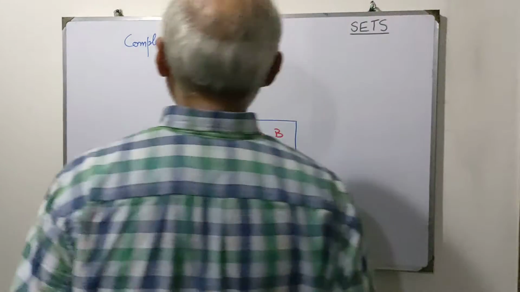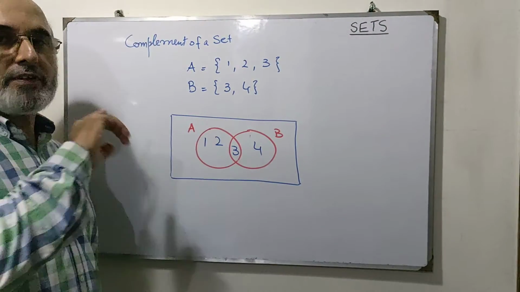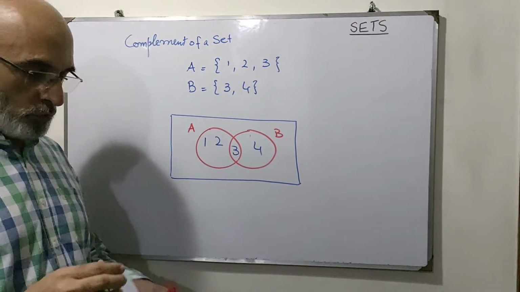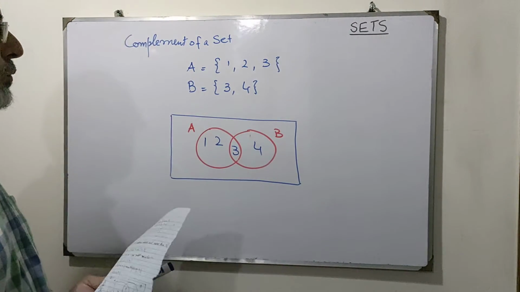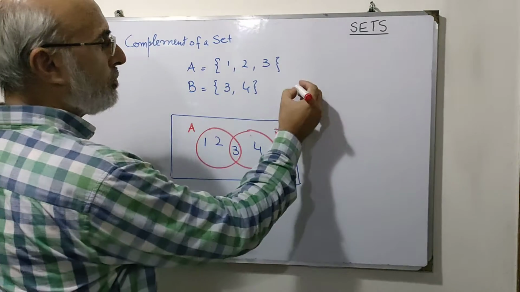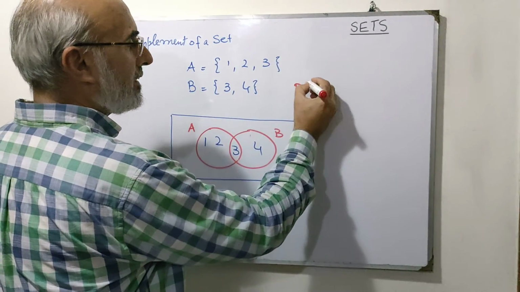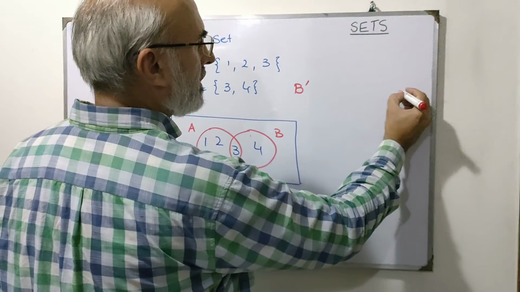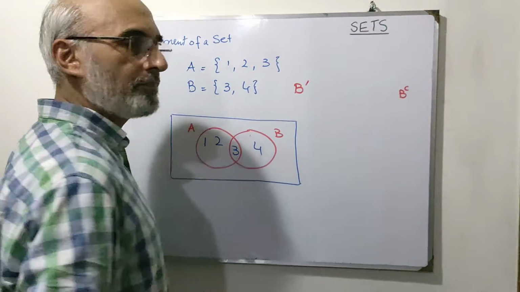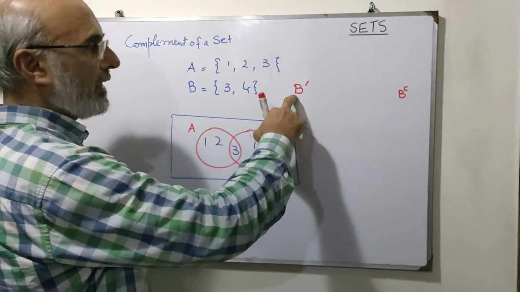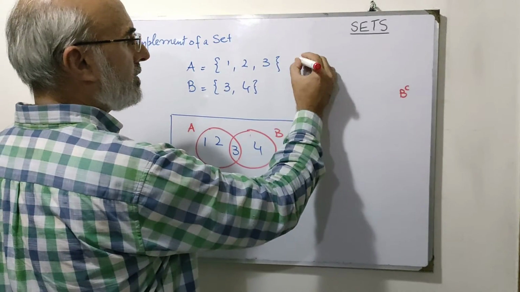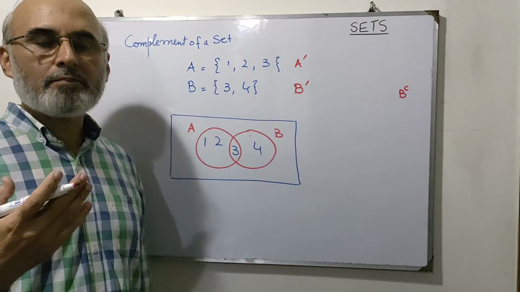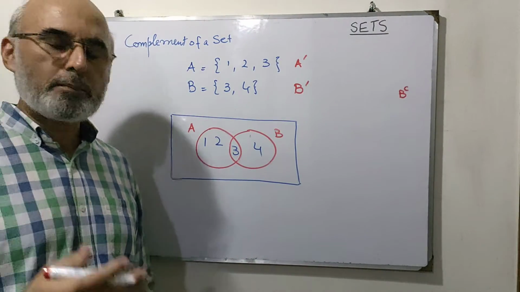Okay, now we are going to talk about the complement of a set. We have two sets, A and B. So what will be the complement? The complement of B is represented as B complement, or sometimes in some books you can see it written differently, but usually it is written like this. And the complement of A is A complement. Now let's see what the A complement or the B complement is.